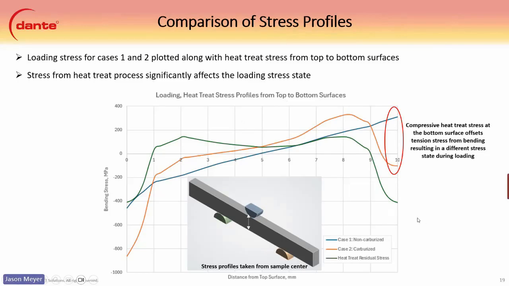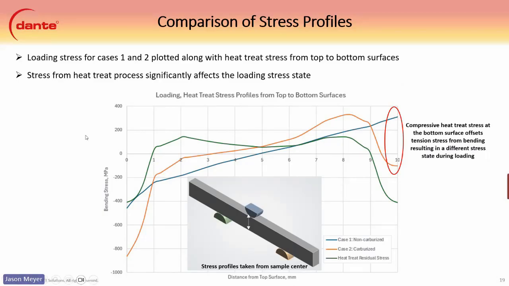Showing that a little bit easier in a graph here, this is the top surface, and this would be the bottom surface on the right. It shows the loading cases. First, we have the non-carburized sample, and we can see it starts off in compression from the load, goes to tension about halfway, and then it has about 300 MPa or so in tension on the bottom surface. With the green line, you can see this is just heat treatment, not loaded stresses yet.